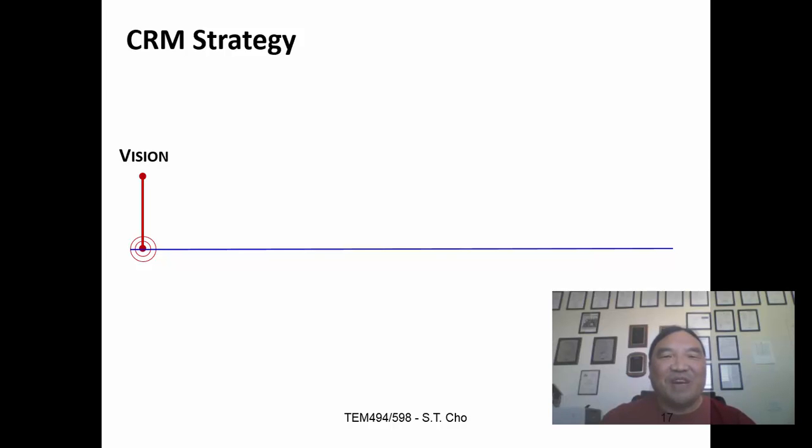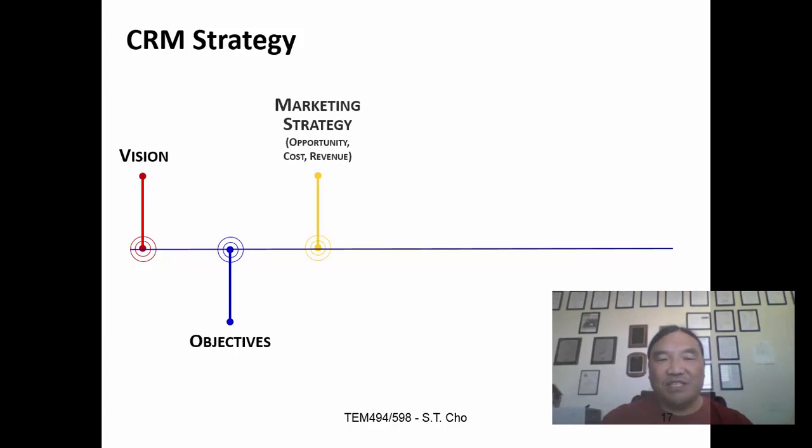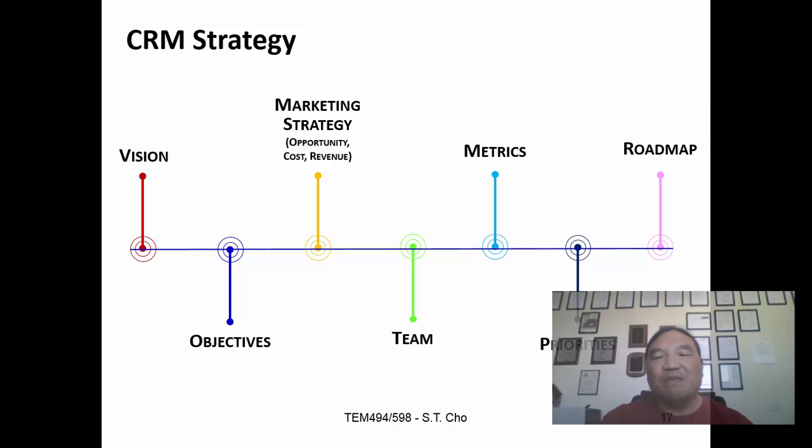So your CRM strategy is just like any other strategy. What is my vision? What are my objectives that come out of my vision? What's the strategy? Who am I going to have execute this? How are we going to measure the strategy? Remember, strategy has metrics. And then what are my priorities? And finally, through all that, I can make a roadmap.